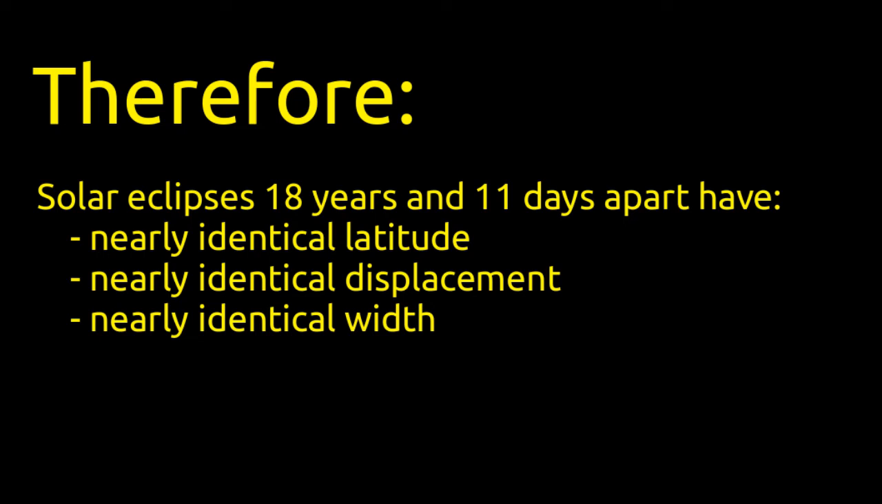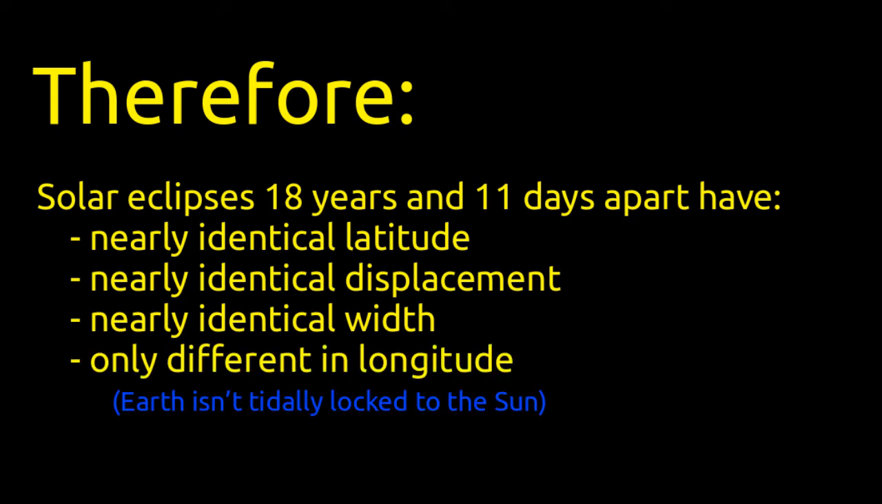If Earth was tidally locked to the sun, then the next eclipse would be identical, differing only by the margin of error. But the Earth rotates substantially faster, so the eclipse does have a longitudinal displacement from the previous eclipse, and doesn't land at the same place on Earth's surface.